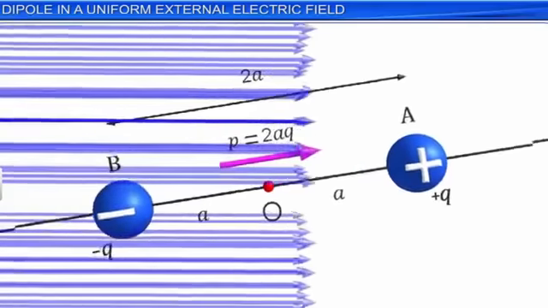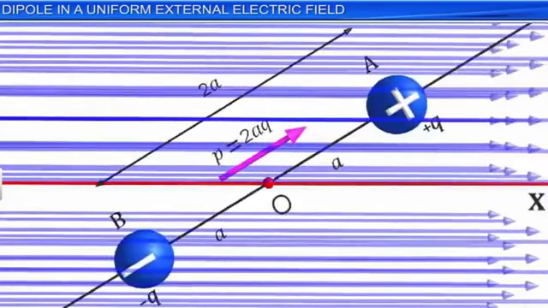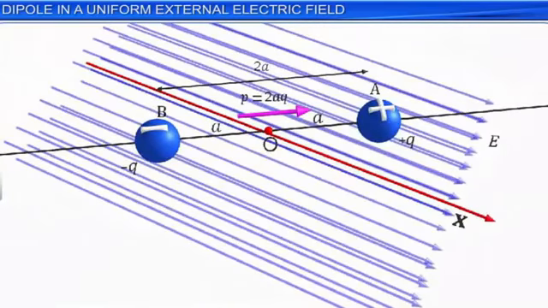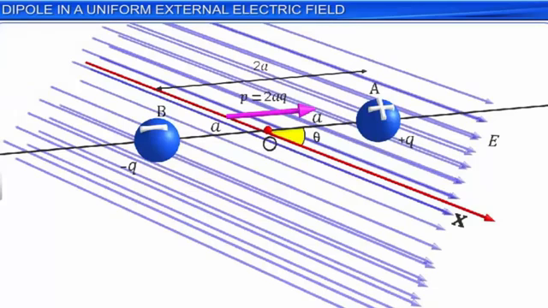Let the electric dipole be placed in a uniform external electric field of strength E, with its axis AB making an angle theta with the direction of the external electric field. Now, the charge plus Q of the dipole experiences a force F equal to QE in the direction of the external electric field. And the charge minus Q of the dipole experiences a force F equal to QE in the opposite direction of the external electric field.